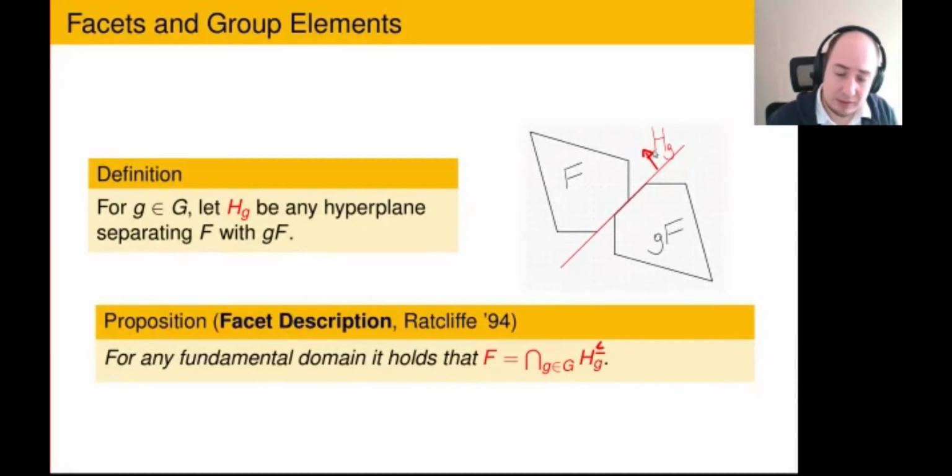And you can say a bit more about this. For example, if you look at the G's that actually define facets in this description, those generate the group, and structural things like this.